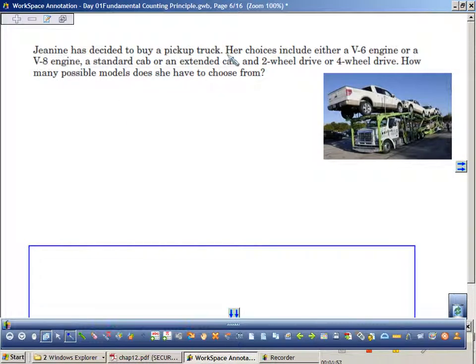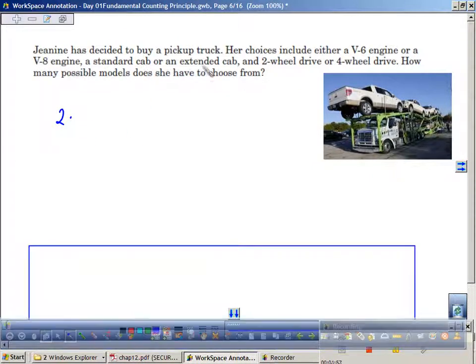Alright, Janine has decided to buy a pickup truck. Her choices include either V6 engine or V8, those two choices, two different outcomes, a standard cab or an extended cab, two different choices, and two-wheel drive or four-wheel drive. Two more choices. How many possible models does she have to choose from? She has 8.